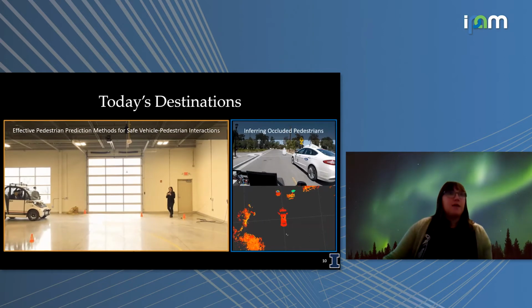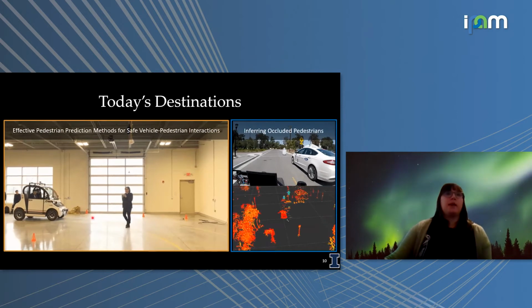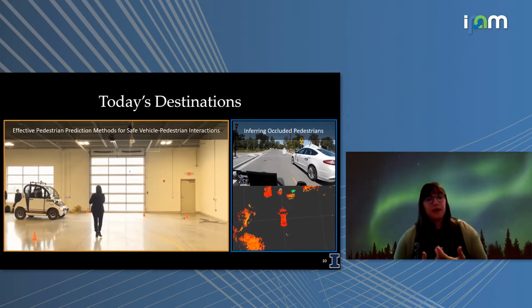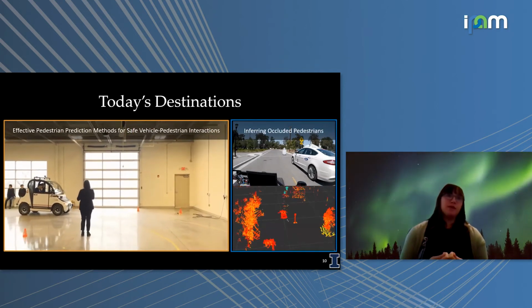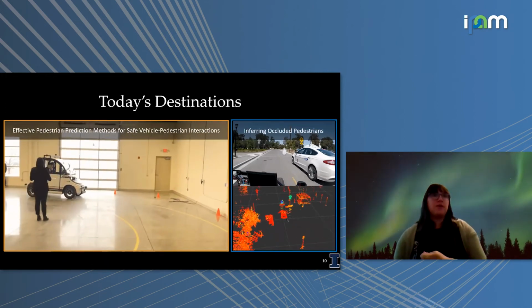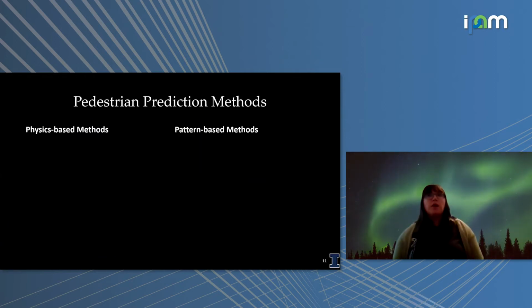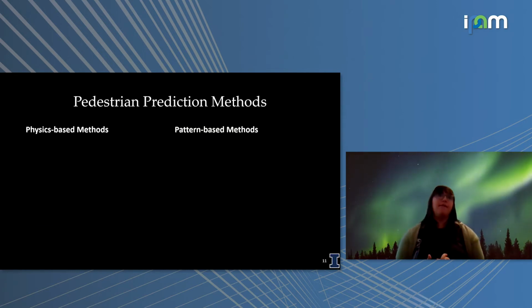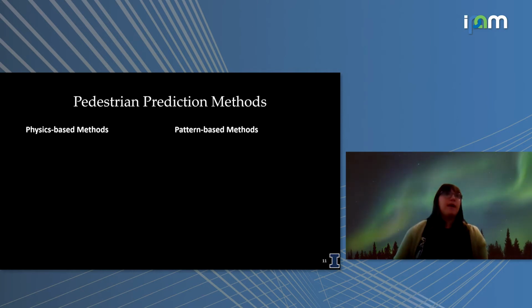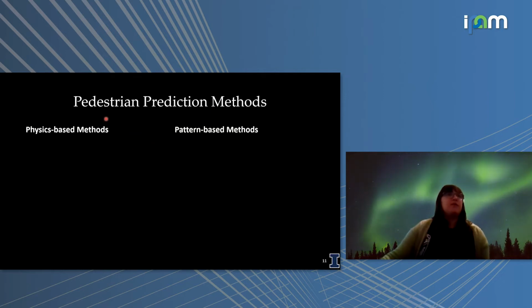Okay, so let's start with this point. Again, we want to think about how we can design a framework so we can have these safe vehicle pedestrian interactions. First, we're going to start with coming up with a predictive model that we can then use for this downstream safety task. If we want to think about the different classes of prediction methods, this typically takes the form of one of two methods. First, we have this physics-based method, and the second is this pattern-based approach. You can think of this as a model-based approach or a data-driven technique.